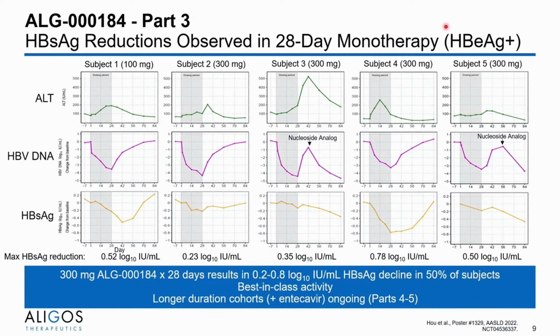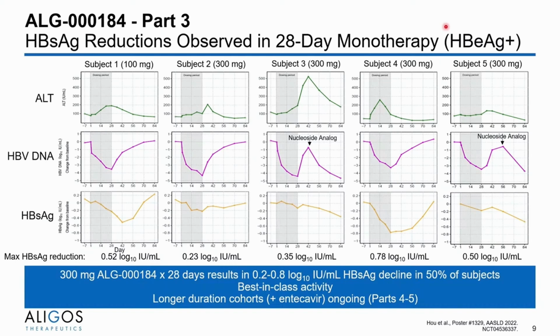And if you look at the bottom row there, you see a very nice surface antigen decline over a 28-day period. They had about a half a log reduction. And you don't typically see a half a log reduction in surface antigen over a 1-month period of time. But equally importantly, you also see 4 out of 8 patients have surface antigen declines in the highest dose cohort, the 300 milligram cohort.